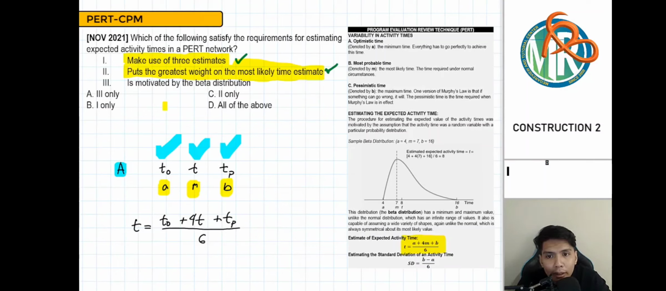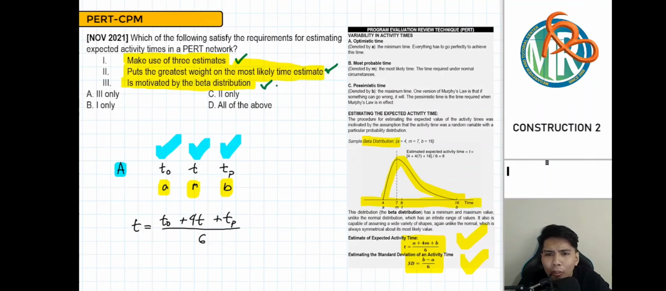Okay, let's proceed to the third. It says motivated by beta distribution. The formulas here, including the one for solving the standard deviation, are a bit weird, because we know in statistics the standard deviation formula is different. It differs a little here because these methods are intended to be used under beta distribution. When we do PERT, the distribution of our data, to get the expected time, is a beta distribution. Therefore, our third value is also correct.